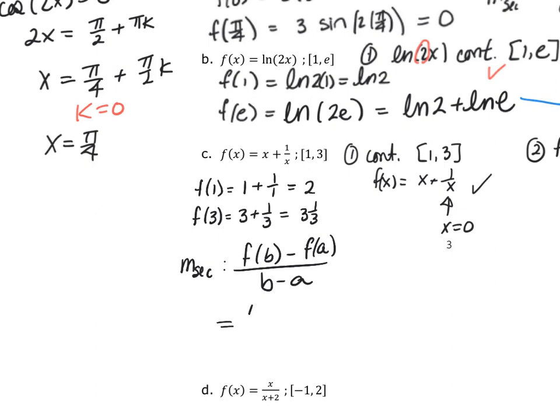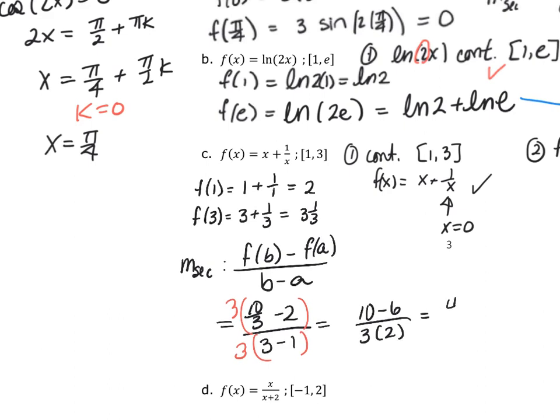So this is going to be equal to 10 over 3 minus 2 divided by 3 minus 1. I'm just going to multiply everything by 3 to clear my fraction. In my numerator, I'm going to get 10 minus 6. In my denominator, I'm going to get 3 times 2. My numerator gives me 4, and my denominator gives me 6. So I have 2 over 3.